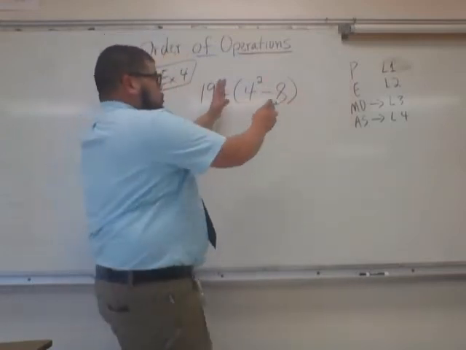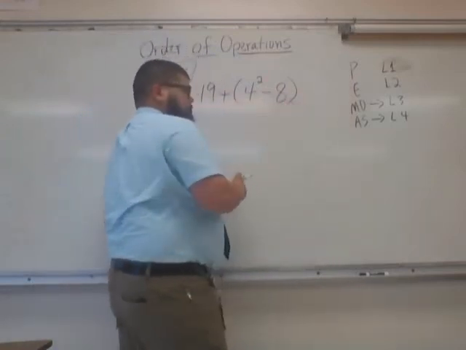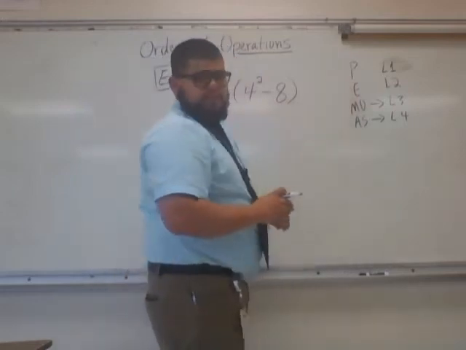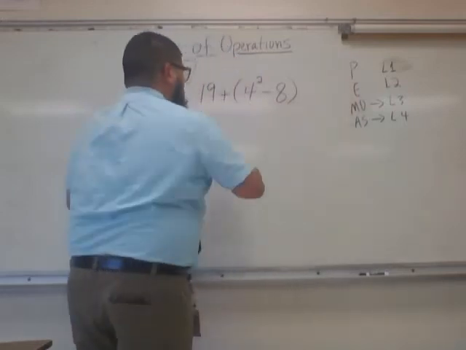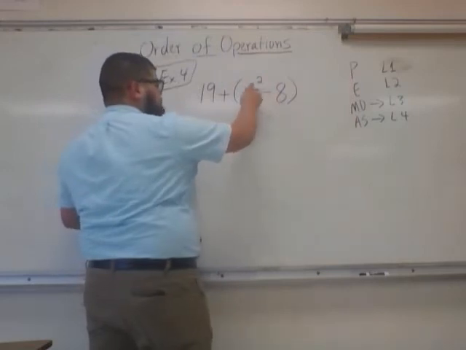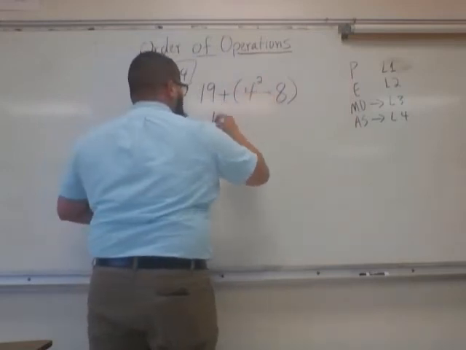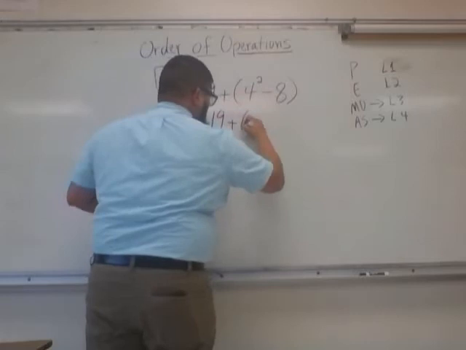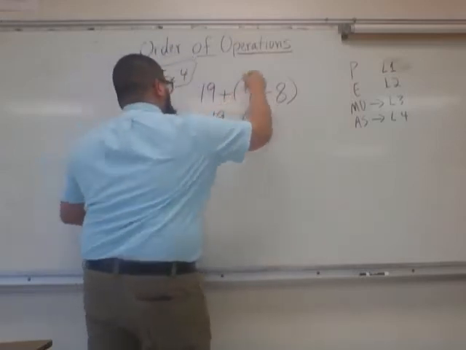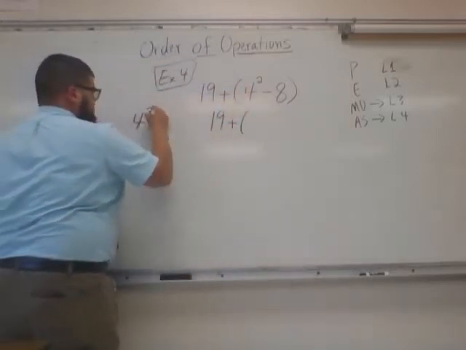And now we got to work within those parentheses. Before we do anything else, do we have any exponents? Yeah, it's right here. So we're still working in that parentheses. Exponent before we subtract. So we're going to do 19 plus open parentheses. Parentheses is still here. Now, 4 squared, we're going to come to the side. 4 to the second power.